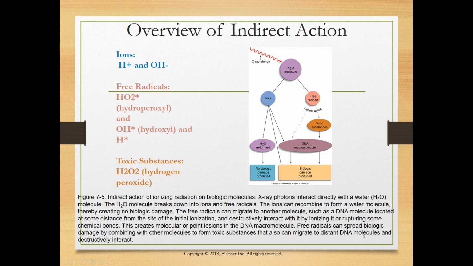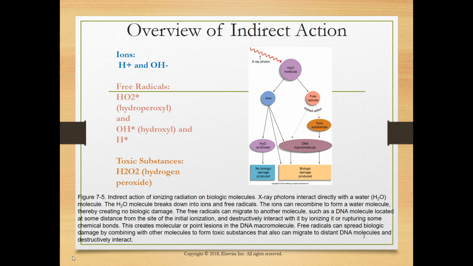This slide is an overview of the indirect action on water. It shows the photon coming in and hitting the water molecule, which can produce ions and free radicals. The ions it produces are a hydrogen ion and a hydroxyl ion. The free radicals that it can produce are hydroperoxyl, hydroxyl, and hydrogen radical. Of the substances, the free radicals are the most dangerous. Hydroxyl can combine with another hydroxyl, and that can form hydrogen peroxide, which is a toxic substance to the cell.